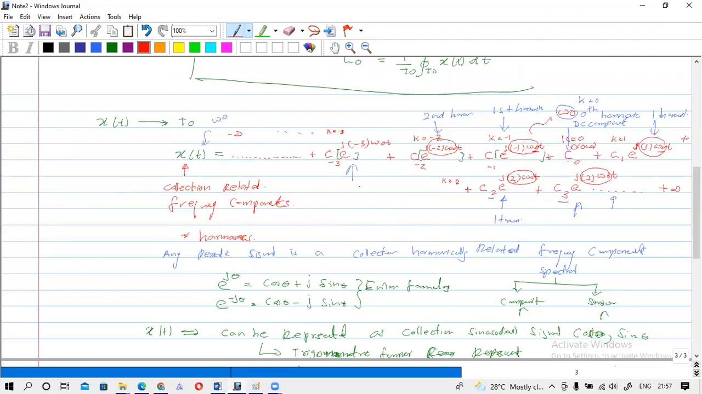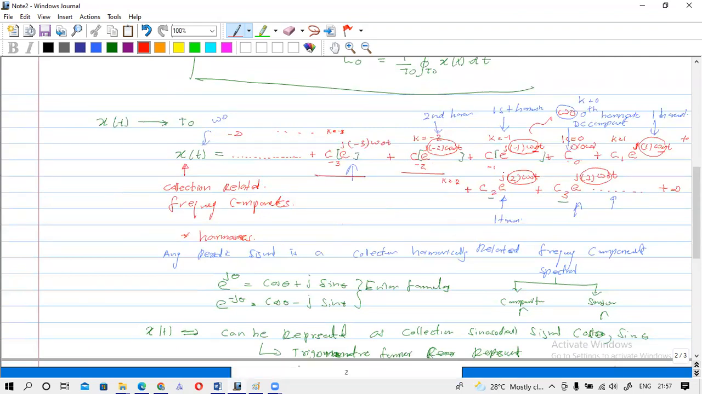So these are some harmonics. This is the zeroth harmonic, that is the DC component, and the frequency is 0. And this -1 and +1, k is equal to -1 and +1, that is our first harmonic. When k is equal to -2 and +2, it is the second harmonic, third harmonic, and so on. Okay, so please get that idea.